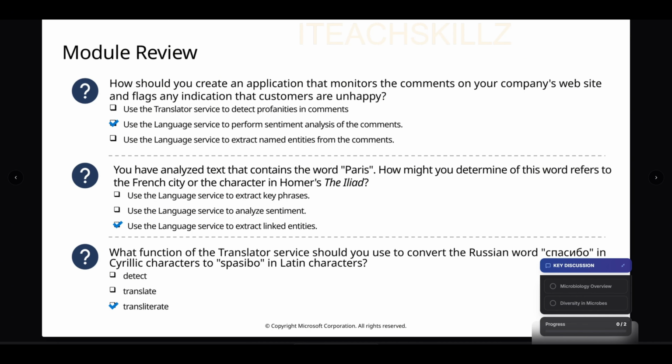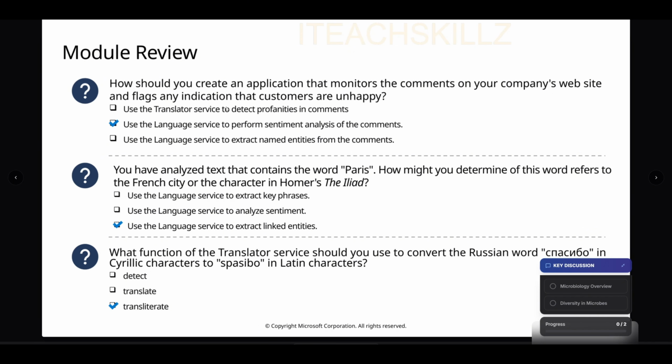All right. So as you can see here from our instructor Ali, that presented this for us, we're now going to go over the questions. How should you create an application that monitors the comments on your company's website and flags any indication that customers are unhappy? Well, this is pretty easy as you went over in the PowerPoint. All you have to do is use sentiment analysis. This is where it checks whether the customers are happy, satisfied, or disgruntled. You can use the language service to perform sentiment analysis of the comments.